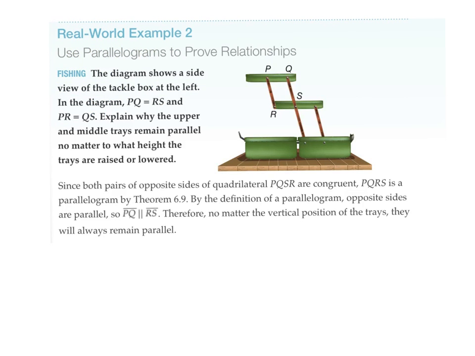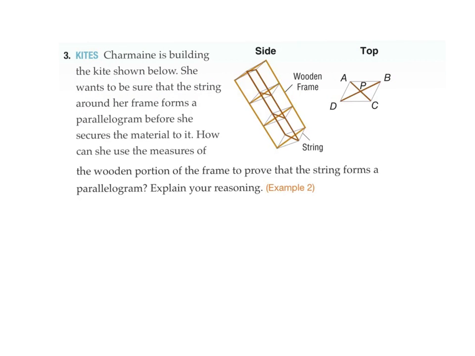Okay, here's again a real life situation. This is a tackle box, one of these concertina type tackle boxes, and it's asking you why the trays will remain parallel. Well, P, Q, R and S are all pivotal, so every time P and Q move, R and S will go to the same position. So as it says down here, no matter the vertical position of the trays, they will always remain parallel.